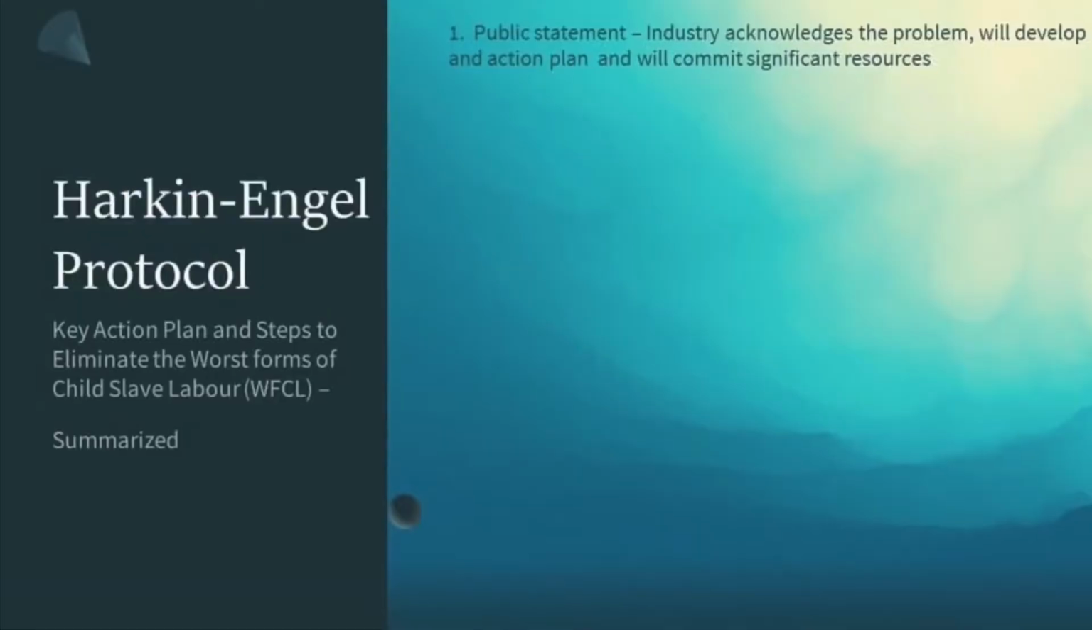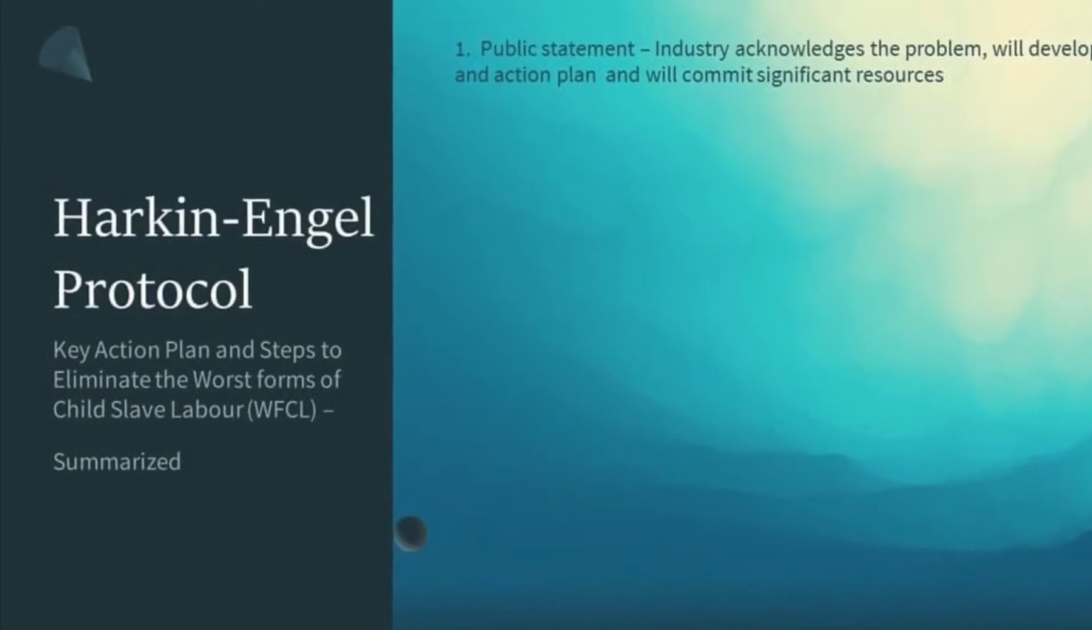Now this was a non-binding agreement. The industry was going to regulate itself and there were no legal ramifications involved. So here are the 6 things that they agreed to address the worst forms of child labor in the cocoa industry. One was a public statement of the need for and terms of the action plan.